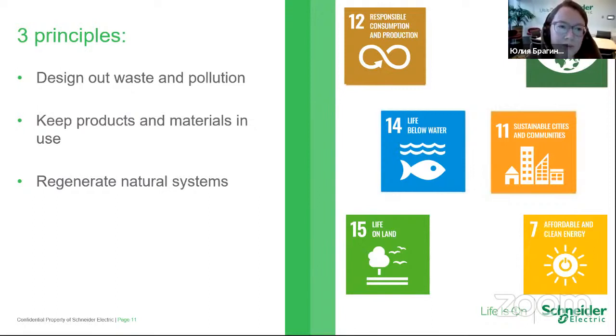You can see the 3 main principles of the circular economy. These principles you can use for biomaterials and technical materials. They are: design out waste and pollution, keep products and materials in use, and regenerate natural systems. This circular economy model not only corresponds to the global goals of individual countries or of individual companies, but is also directly related to the sustainable development goals, such as, you can see them, responsible consumption and production, affordable clean energy, sustainable cities and communities, climate action, life below water, life on land.